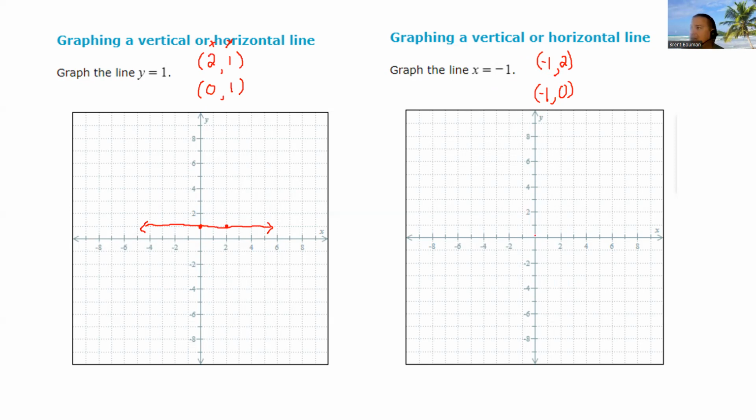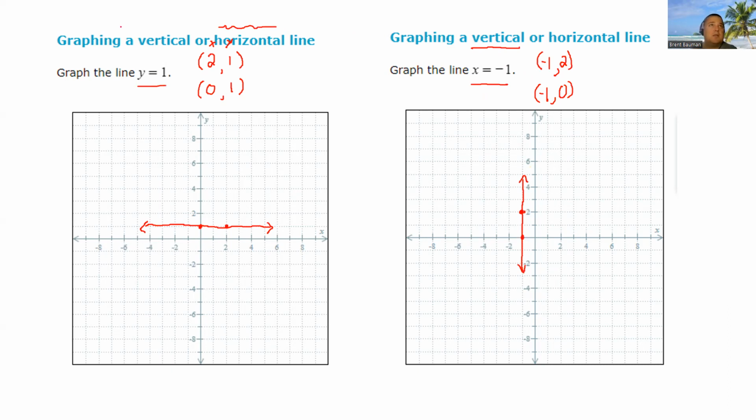So -1 means left 1. +2 means up 2 when we're talking about our x and y's. And then -1, up 0. So notice now we have a vertical line and it goes through -1. So this is an example of a vertical line, and this is an example of a horizontal line.